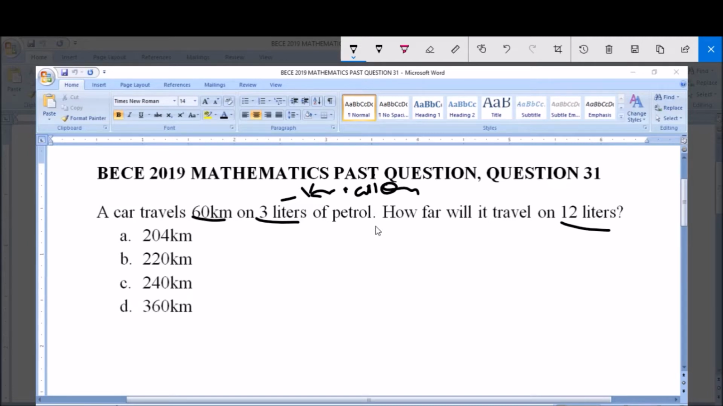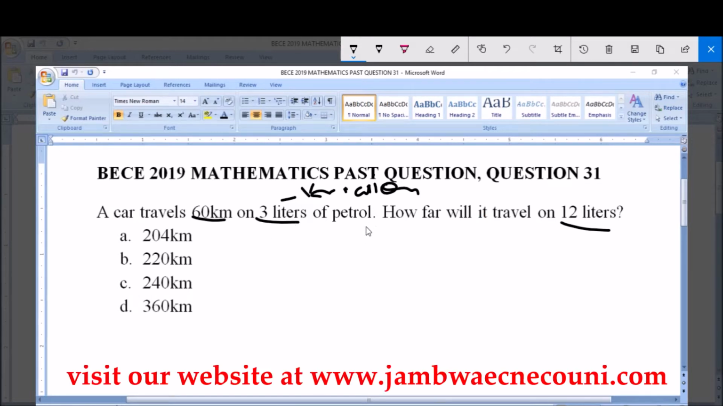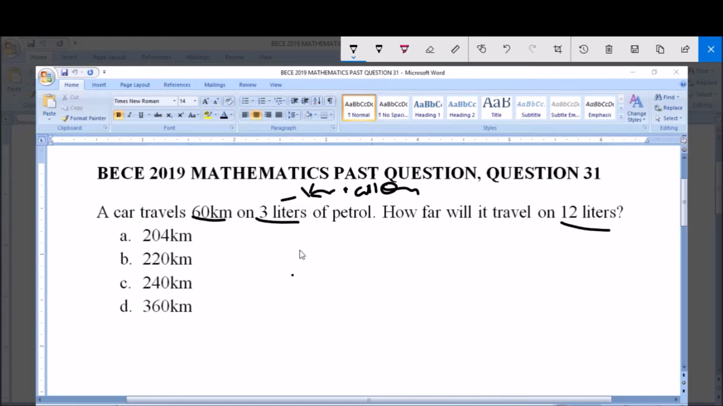But in this case, let's look at it. A car travels 60 kilometers on 3 liters of petrol. Now, how far will it travel on 12 liters? Definitely, when you increase the number of liters of petrol, it will also increase the distance the car will travel, because cars run on petrol. So an increase in the number of liters of petrol will also increase the distance traveled by this car. Therefore this type of variation is a direct variation.